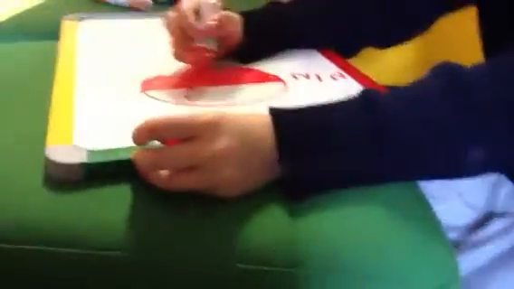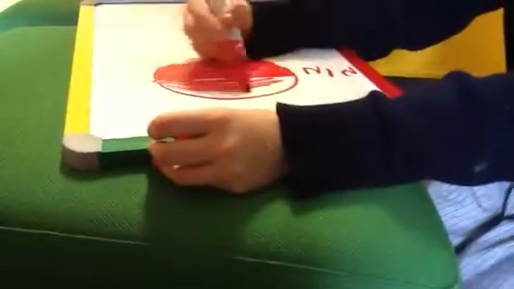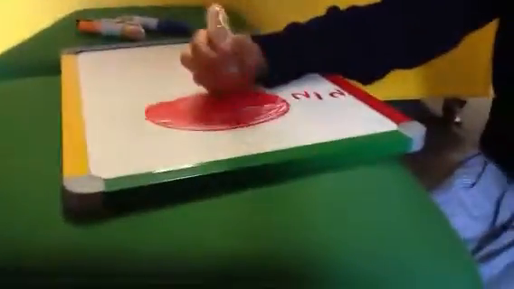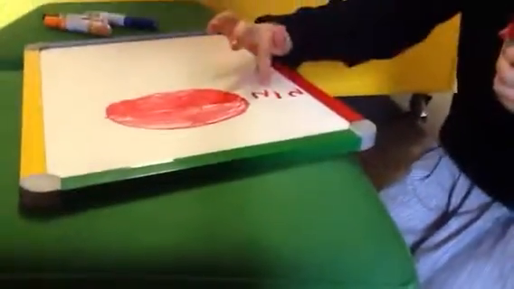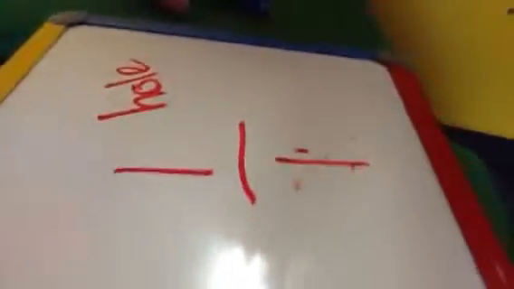And what happens if I go like this? This makes a one whole. And that will change the number into 1. So there will be a 1 at the top, a line, and a 1. 1 over 1. That's a whole.